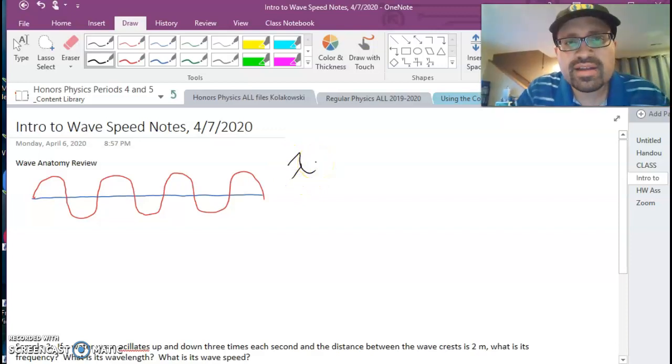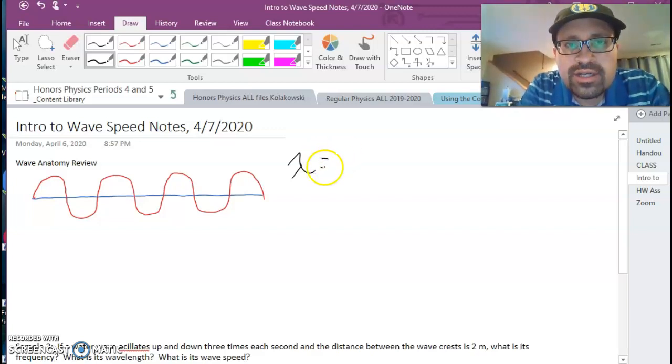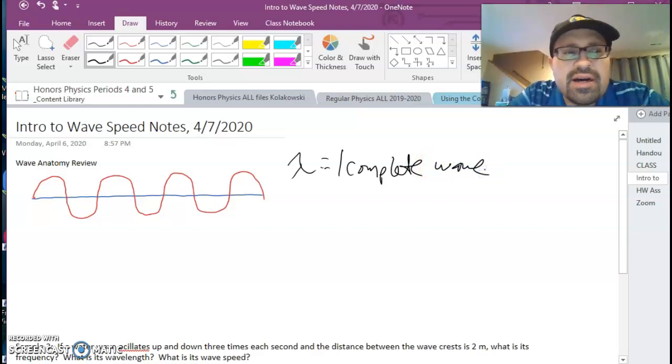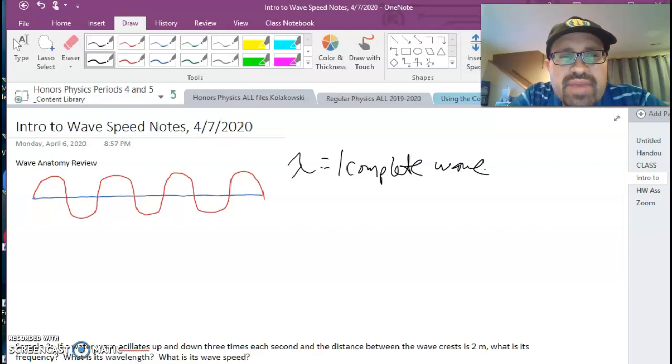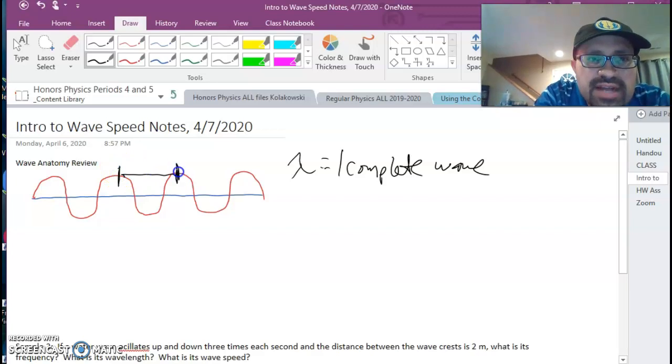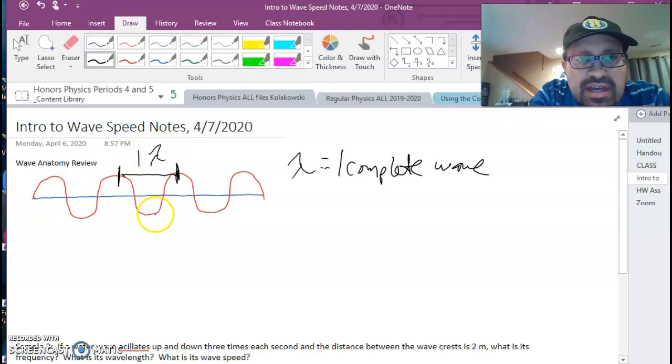Wavelength, which is symbolized by this Greek letter lambda, is defined as one complete wave, the distance it takes for one cycle to occur. Again, you have to imagine that this wave is moving, and you could measure it going from, say, a crest to a crest. You could go, that would be one wavelength if you measured that in meters. You could go from a trough to a trough. That would be one wavelength.